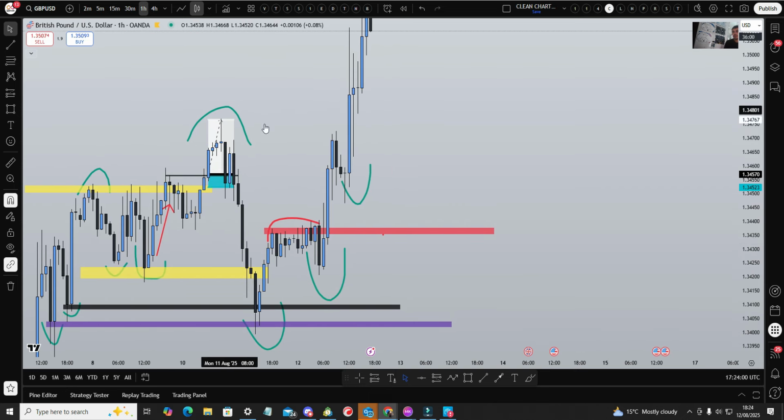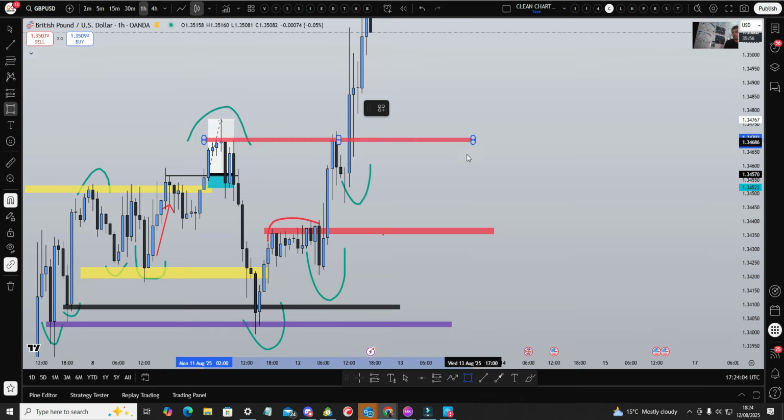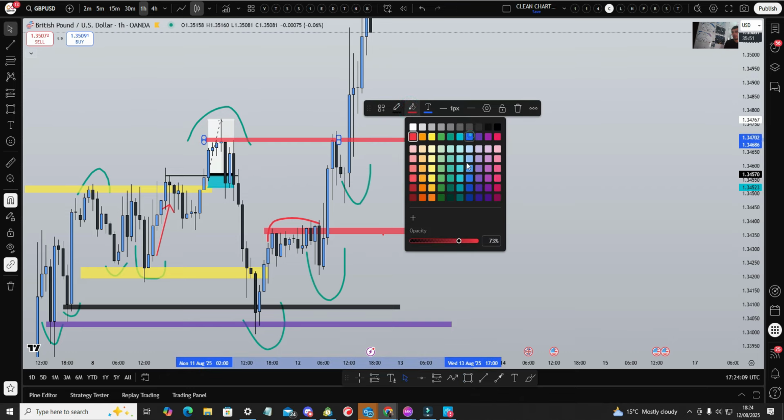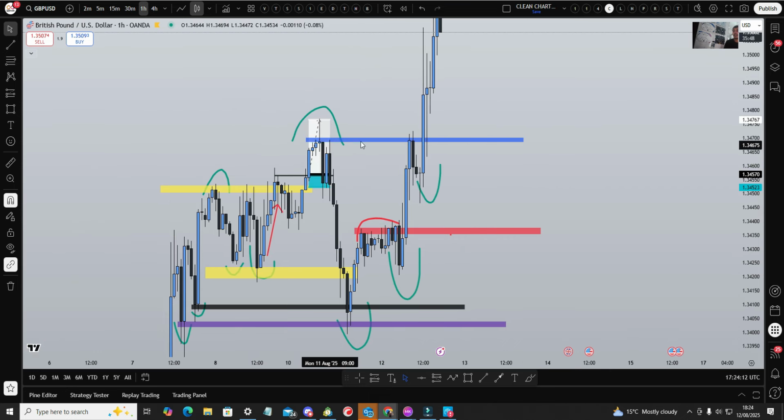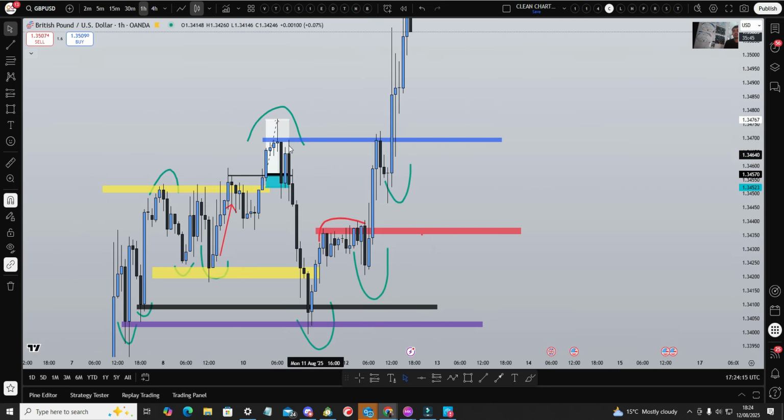Now, remember this curve over here? Mark out this zone over here. Let me change the color of this again to a blue one, because now we're stepping forward. I mark out the zone over here. We've got the curve marked as resistance. Price respects it. Remember what I said though?